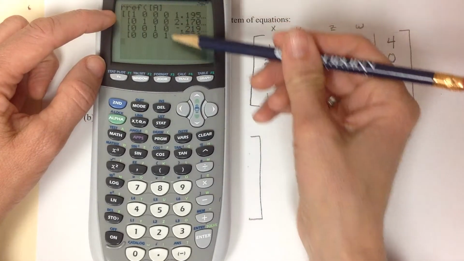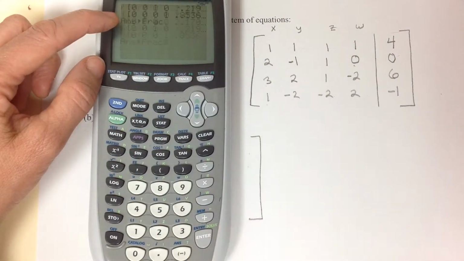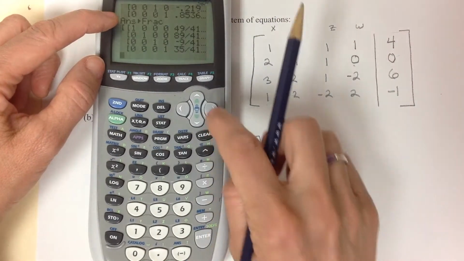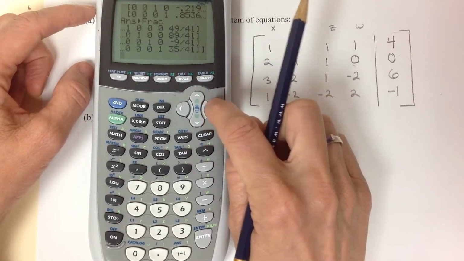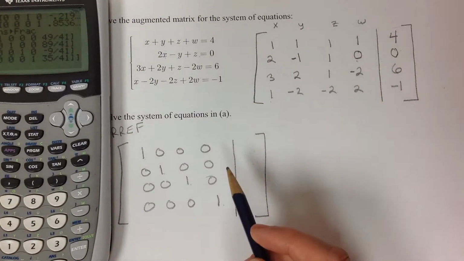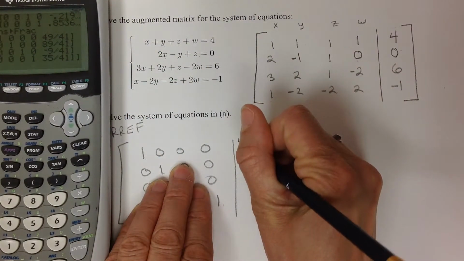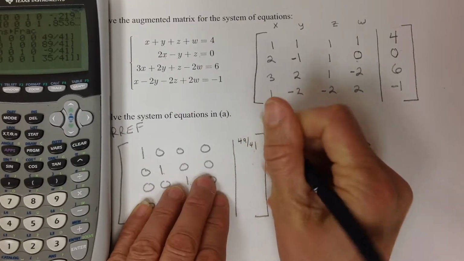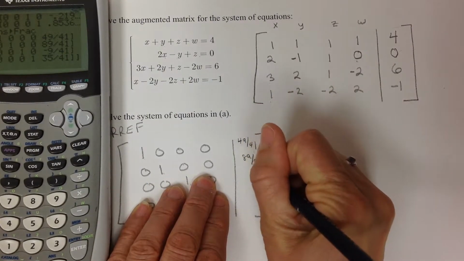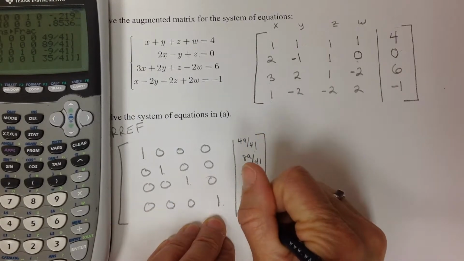Okay, now it's giving me decimals. If I hit math and option 1, then hit enter, it will convert it to fractions. Okay, and I use my arrow keys to move over a little bit because I couldn't quite see it. But it looks like I'm getting things with denominators of 41. So this first one is 49/41. 89, -9, and 35.